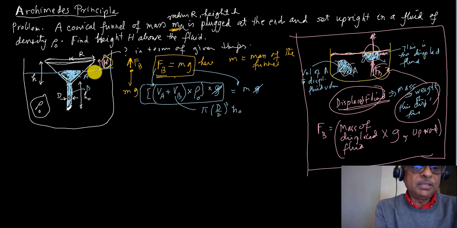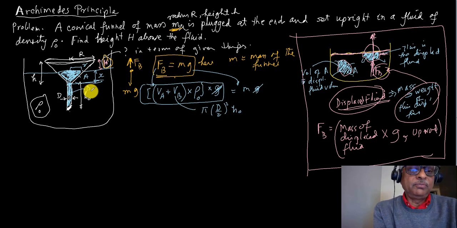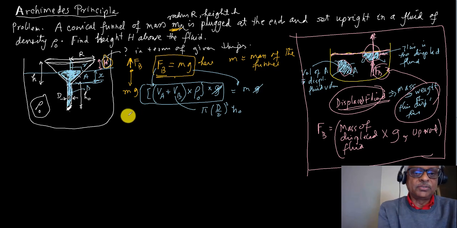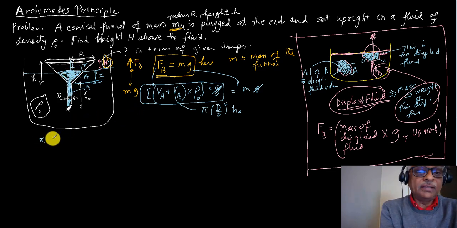H will be, let's call this the height of this thing, the top of the funnel. This is the top, and this is the neck of the funnel. Let's call this x, and this will be some radius r. And you can see that the x is basically H minus h.